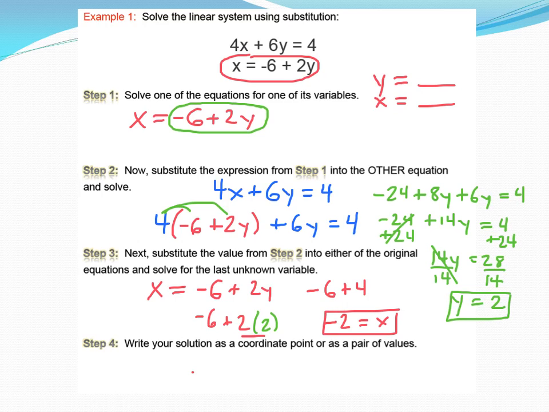So then the last step is this is my solution of x and y. I'm going to express my solution as a point. So remember, a point is always x comma y. So my solution is going to be -2, 2. Okay? Think about what we did in the previous lesson about graphing.